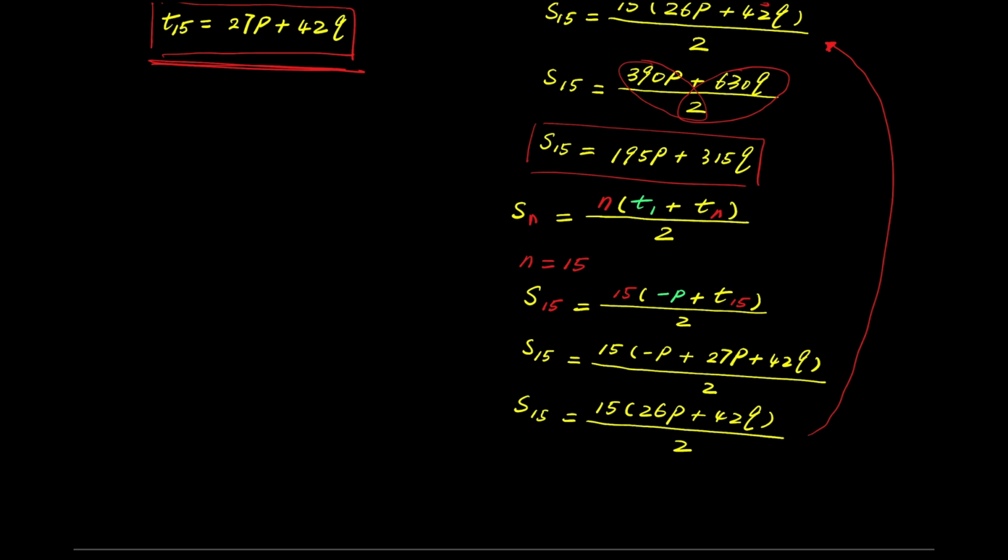Doing the same thing, we'll eventually get S15 equals 195p plus 315q. So we get the sum of the first 15 terms with another formula.